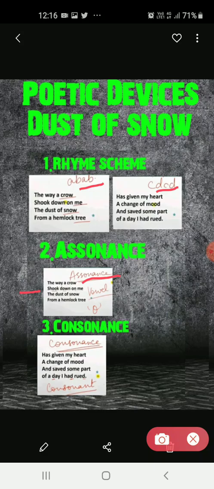The next important poetic device we'll notice which has been used is consonance. Consonance means the use of consonant sound in the beginning, in the middle, or at the end of a word. You will notice in the last line of the poem, day, had, rued, there has been use of the sound d. That means the visible use of the poetic device consonance.